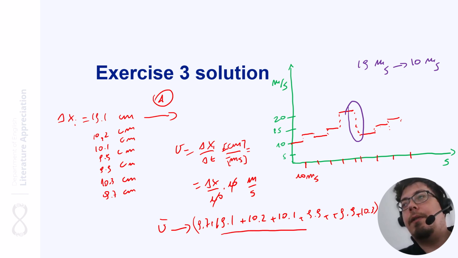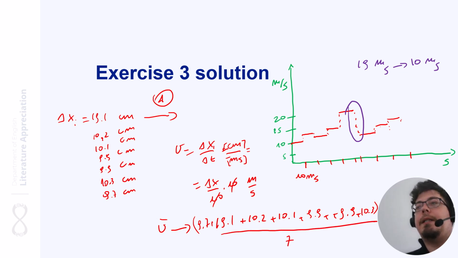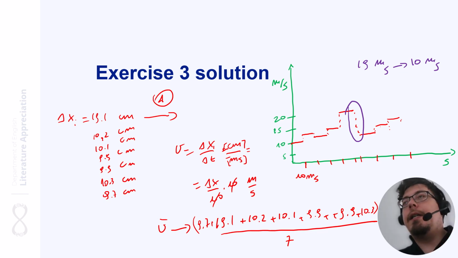This time we have only 7 numbers, so we divide by 7. You will find a different graph. In this case, we can see that it is 9.7 for the first 10 milliseconds, and then 19.1 jumps there again, but then it stays around 10.2 here, and then 10.1, and then 9.9, and then again 9.9, and then 10.3, and then we don't have another number.